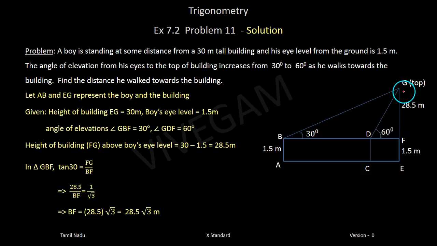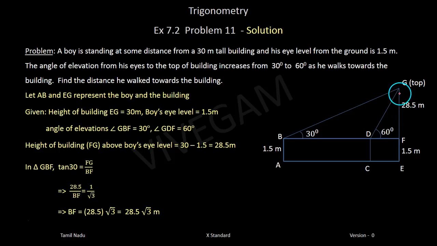Now, we know the height of the building is 30 meters and the boy's eye level is 1.5 meters. So this is 1.5 meters. This is also 1.5 meters because these two lines are parallel, right? Now, 30 minus 1.5 is 28.5. So first calculate the height of the building above his eye level. This is his eye level, right? So above his eye level is 30 minus 1.5, that is 28.5.